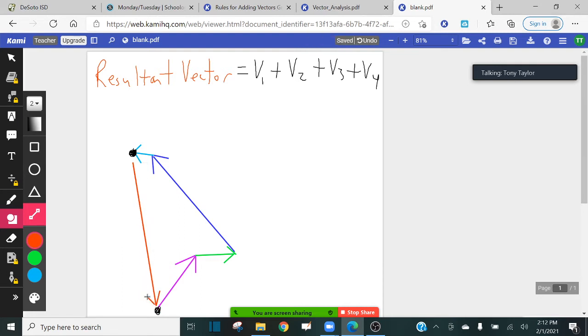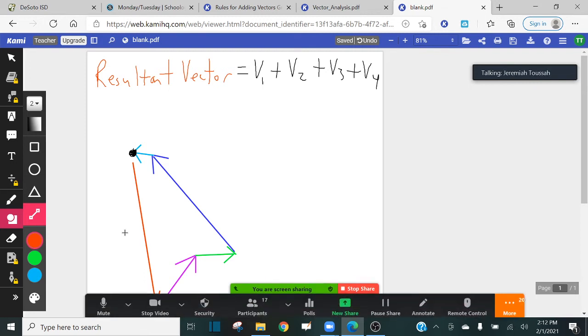Can I do that? Should my arrow be pointing like that? Is that right or wrong? I'm pretty sure that's right. Is that pointing toward my ending point? That's what it has to do. Yes, it has to point. It has to point toward your ending point.